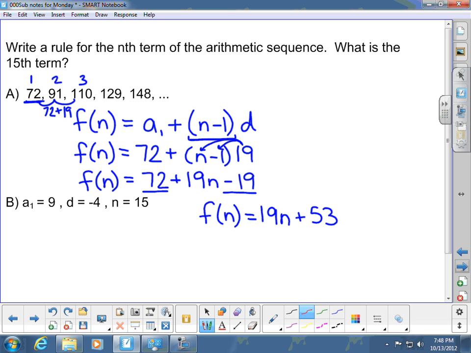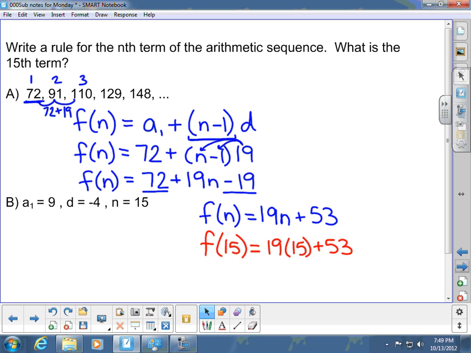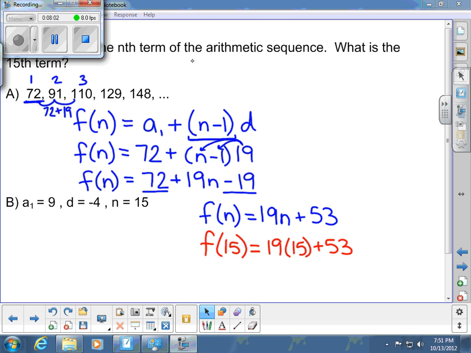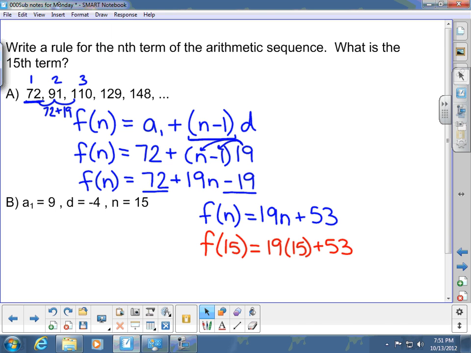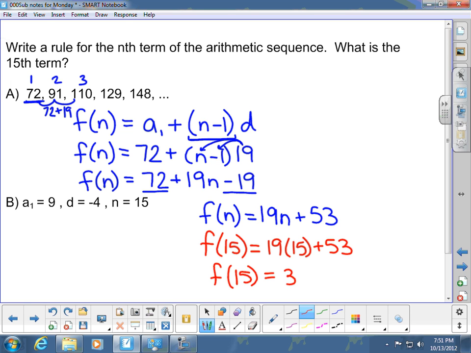Now we can use that to figure out what the 15th term is. The 15th term we would represent as f of 15. So that would be 19 times 15 plus 53. So if we were to type that in on our calculator, 19 times 15 plus 53, we'll figure out what the 15th term of this pattern is. We get a total of 338. The 15th term of this pattern is 338.